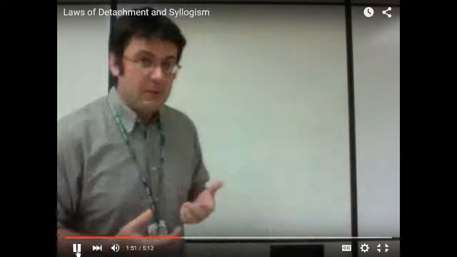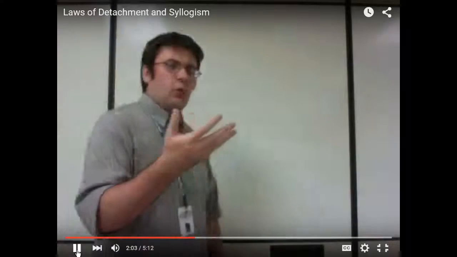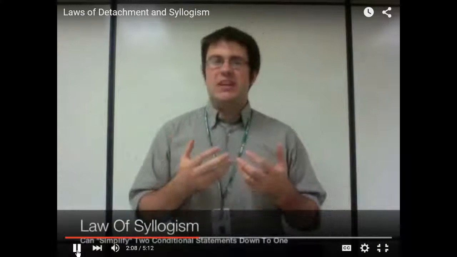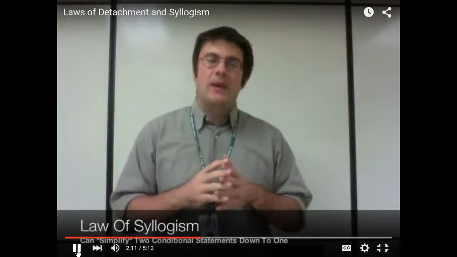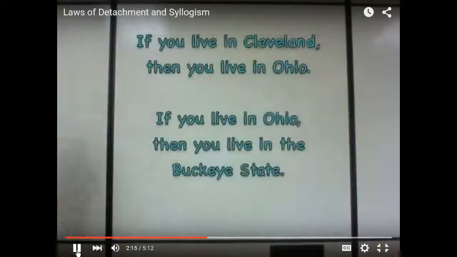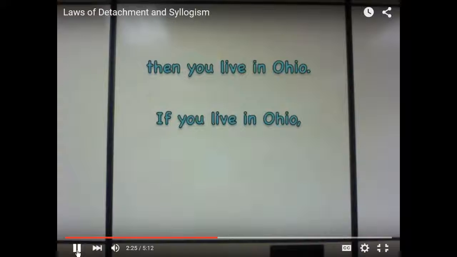Here are two conditional statements on the board. If you live in Cleveland, then you live in Ohio. If you live in Ohio, then you live in the Buckeye State. So we can use the law of syllogism to take these two conditional statements and simplify them into one conditional statement. Let's take a look at these two again. Notice that the conclusion of our first statement is the same as the hypothesis of the second statement. They both share the same phrase.